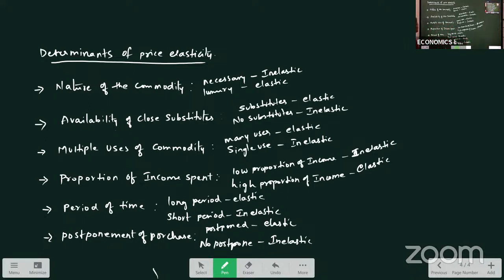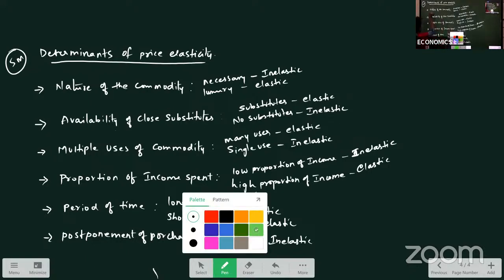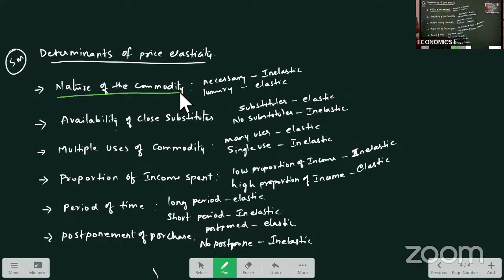Okay, so these are the various determinants of price elasticity. This will be your 5 marks question from price elasticity. See, if you write only 6 points, that is more than enough. Nature of the commodity: what type of product is that? Availability of close substitutes: whether substitutes are available or not. Multiple uses of a commodity: whether the good can be used for many uses. If it is used for many uses, there will be elastic demand. If it is used for a single use, inelastic demand.